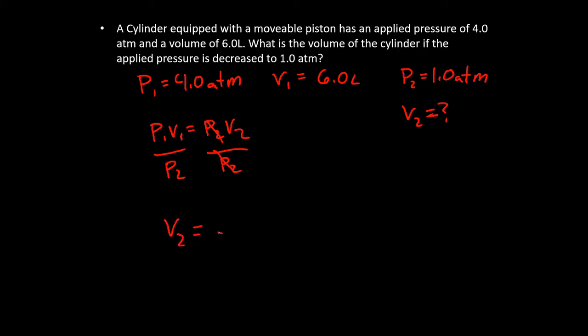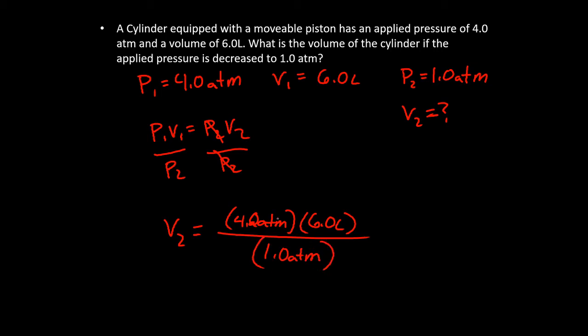And we have all those numbers. So V2 is equal to 4 atmospheres times 6 liters over 1 atmosphere. Notice there that the atmospheres cancel out, leaving us with just liters, which is good. That's what we want. And so that is going to be 24 liters.